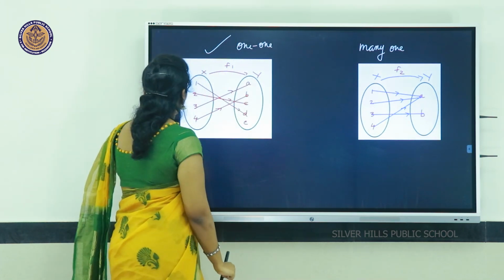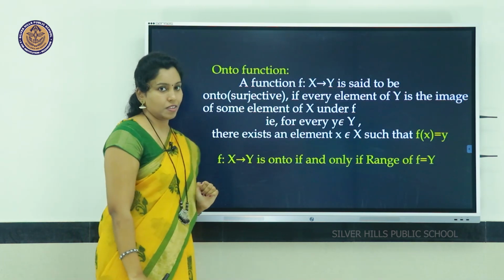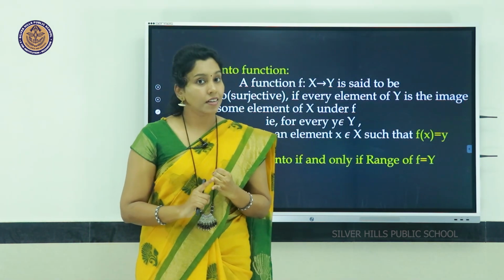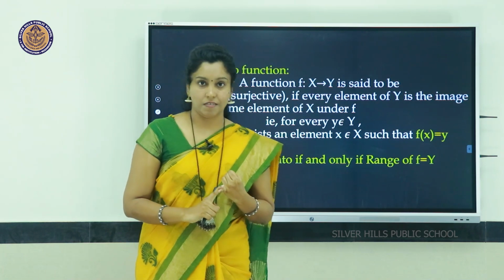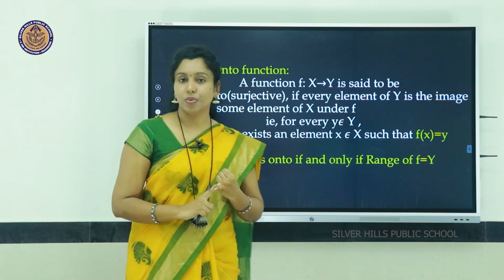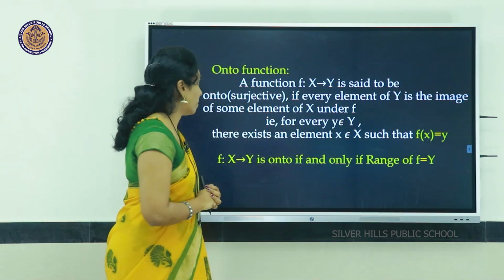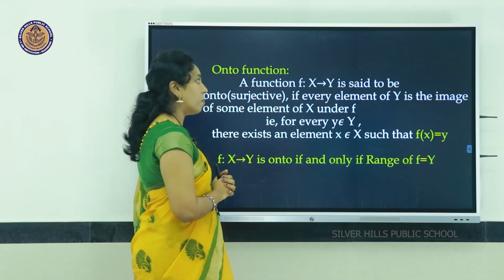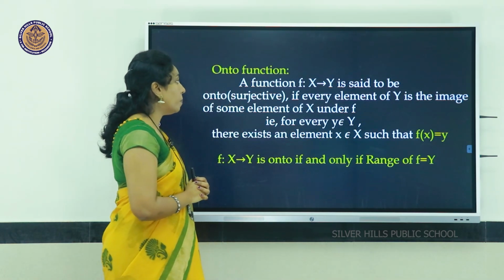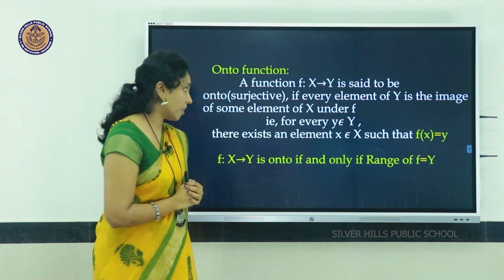Okay. So, now the next one. So, 1-1 is over. Another name for 1-1 is injective. Second one is onto function. So, what is onto function? A function f from x to y is said to be onto. Another name is surjective.